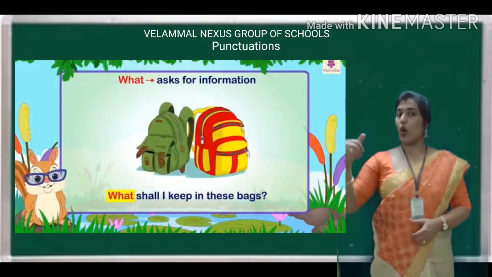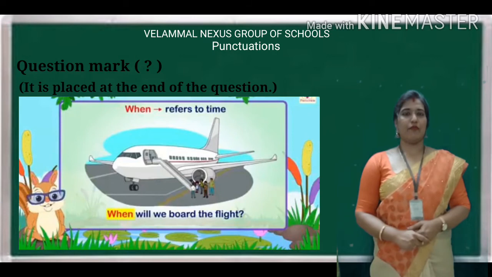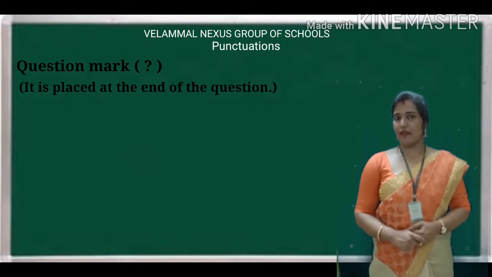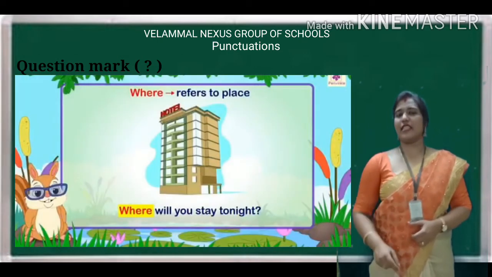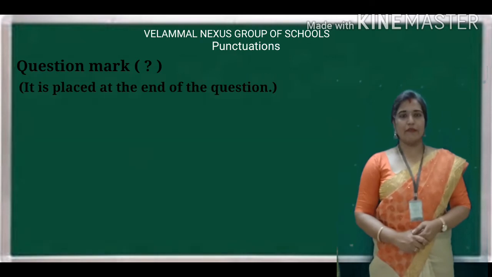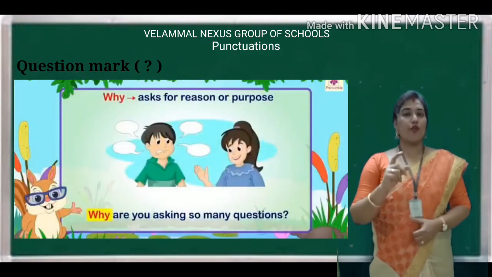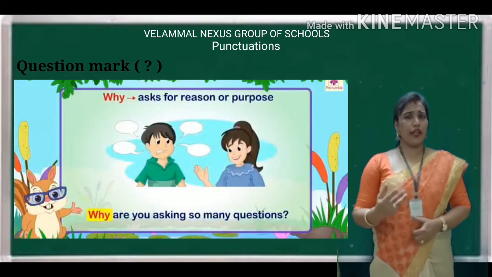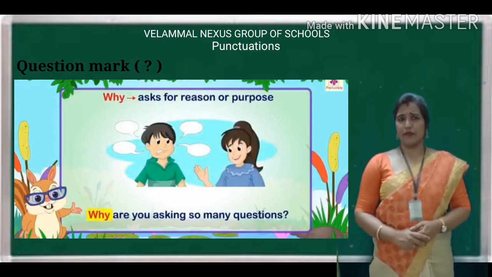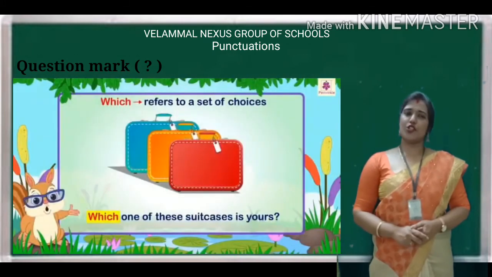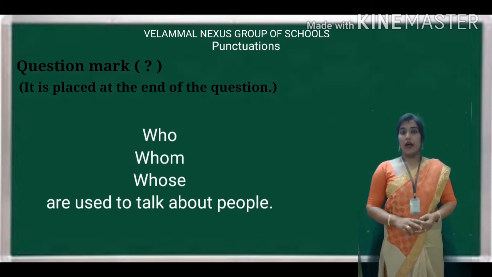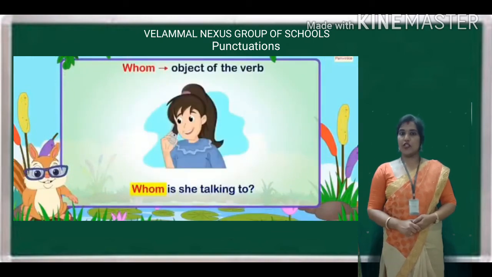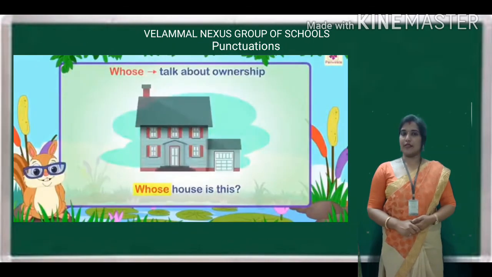Next, when. When refers to time. For example, when will we board the flight? Third, where. Where refers to place. For example, where will you stay tonight? Then why. Why asks for reason or purpose. For example, why are you asking so many questions? Which refers to choices. Which one of these suitcases is yours? Who, whom, whose are used to talk about people. Who is he? Whom is she talking to? Whose house is this?